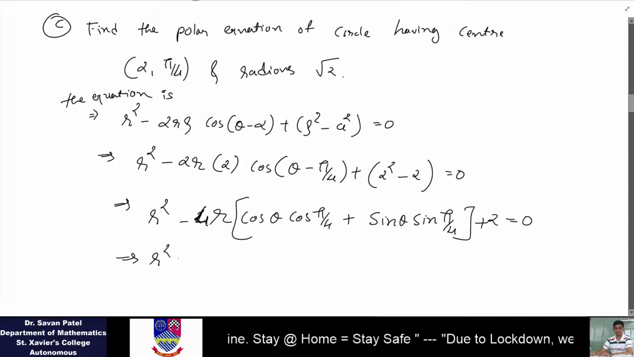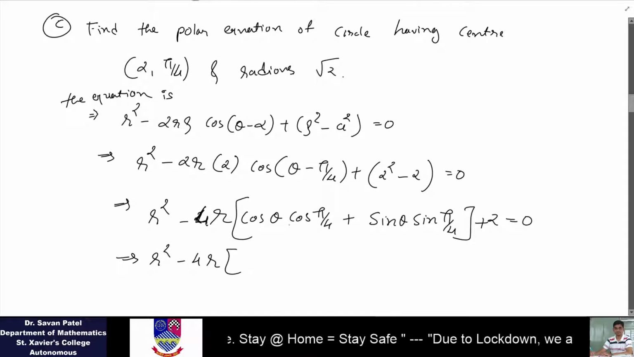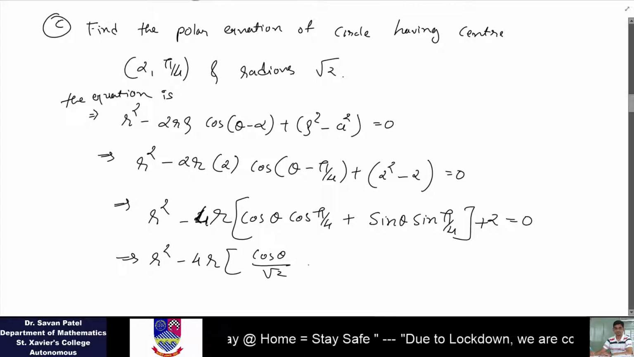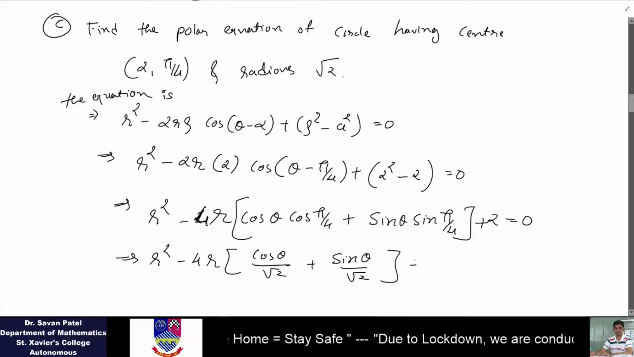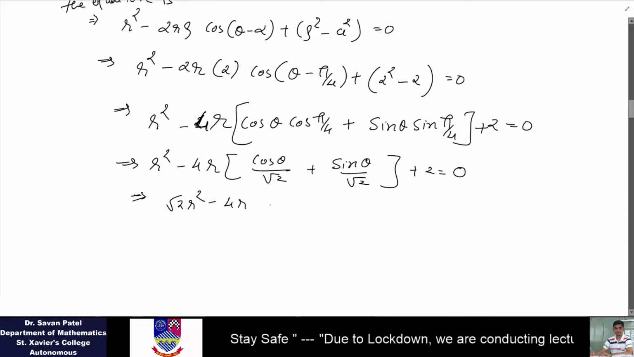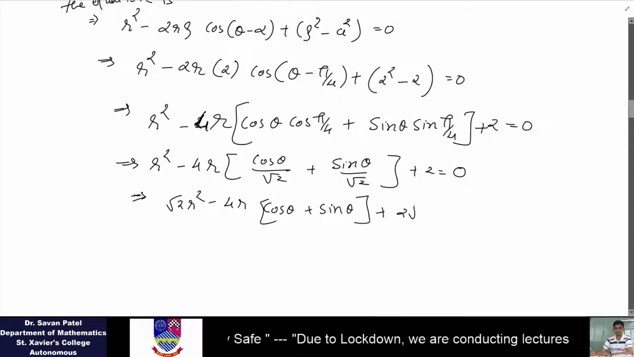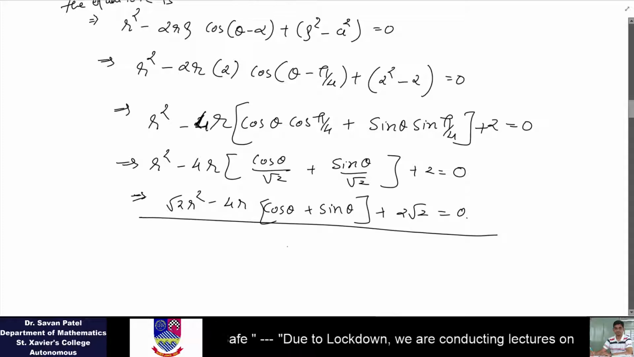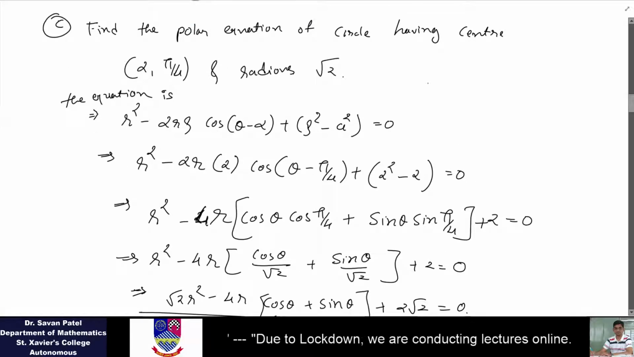So this is r square minus 4r, cos pi by 4 is 1 by root 2, so cos theta by root 2 plus sin theta, sin pi by 4 is 1 by root 2, so here I am writing root 2, plus 2 is equals to 0. So if you want to cancel this root 2, you can write it as root 2 r square minus 4r cos theta plus sin theta plus 2 root 2 is equals to 0. This is the polar equation of the circle having center 2, pi by 4 and radius root 2.